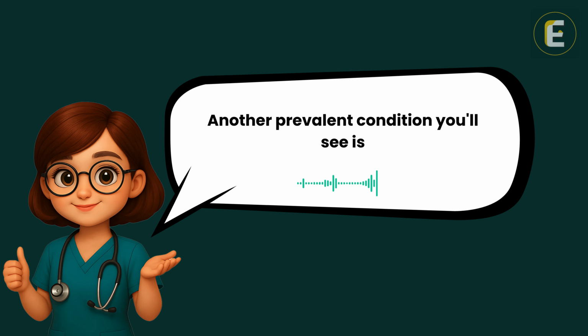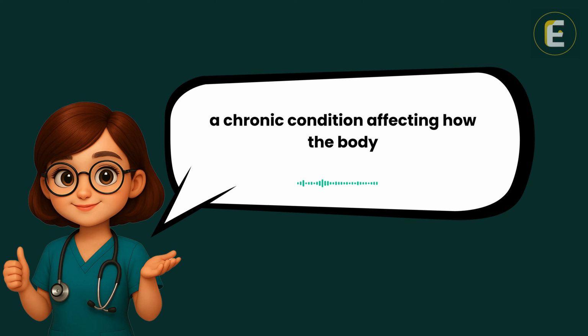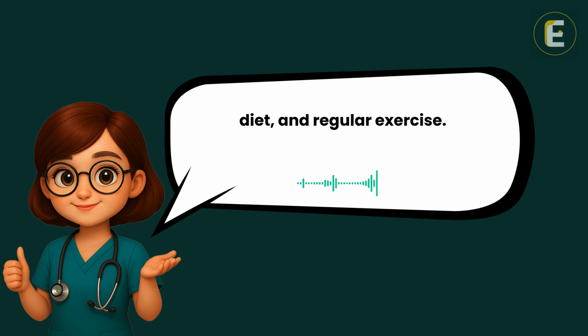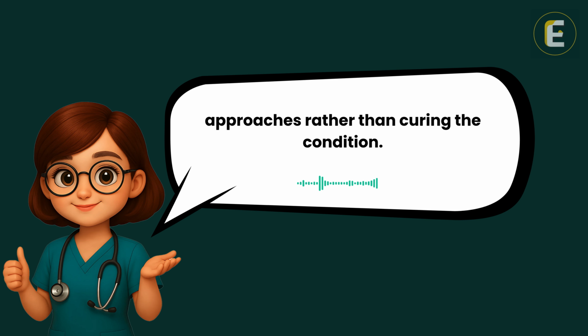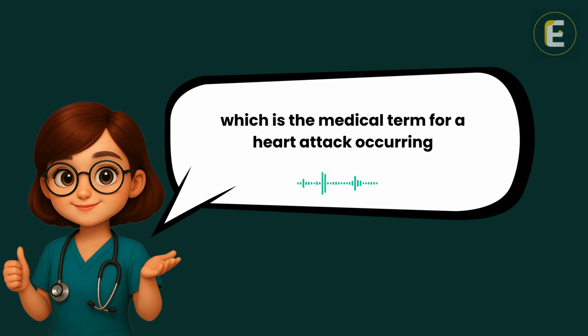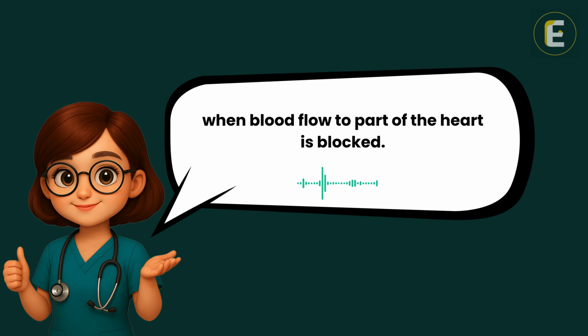Another prevalent condition you'll see is diabetes mellitus, a chronic condition affecting how the body processes blood glucose. For example, she manages her diabetes mellitus through insulin therapy, diet, and regular exercise. Here, manages her diabetes refers to keeping blood sugar levels within a target range through multiple approaches rather than curing the condition. You'll need to be familiar with myocardial infarction, which is the medical term for a heart attack, occurring when blood flow to part of the heart is blocked.